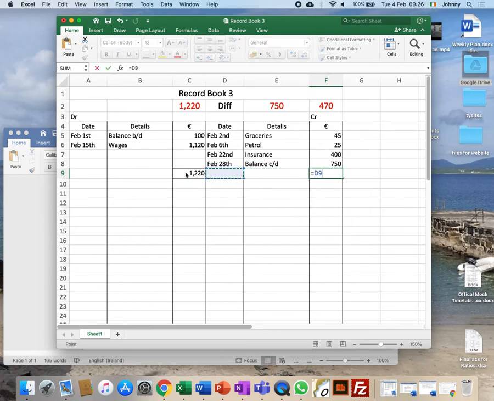1,220. The same. Okay, and that means that the next month, which is March, I'll have a balance brought down. Oh, so you don't carry down the total? No, I don't carry down the total, I carry down the difference, because this is the money I have to start the next month.